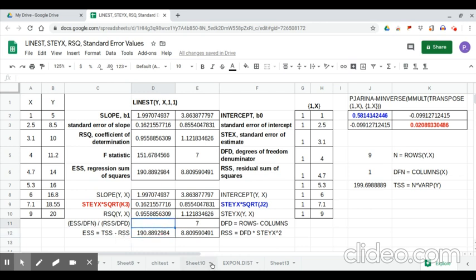Next, we calculate for the F statistics, which is equal to ESS divided by degree of freedom of the numerator. That's 1 because we have only one independent variable, divided by RSS divided by degree of freedom of the denominator. And the answer is 151.678, which matches to our LINEST output.